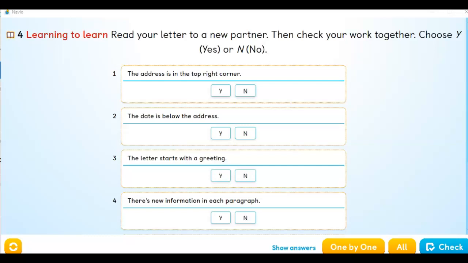Important. When you have finished your writing, correct it. This is to see that you included all the information that you need to include. The address is in the top right. If yes, it's okay. If no, include it. Then below the address, the letter starts with a greeting and there's new information in each paragraph. Okay? And also remember the closing message and your signature at the end.